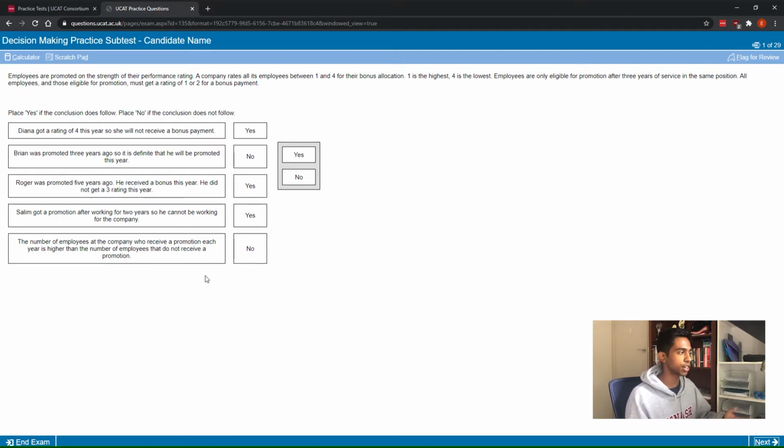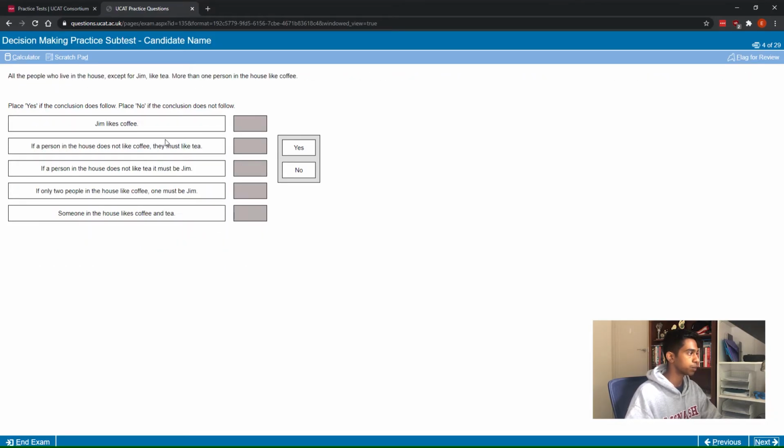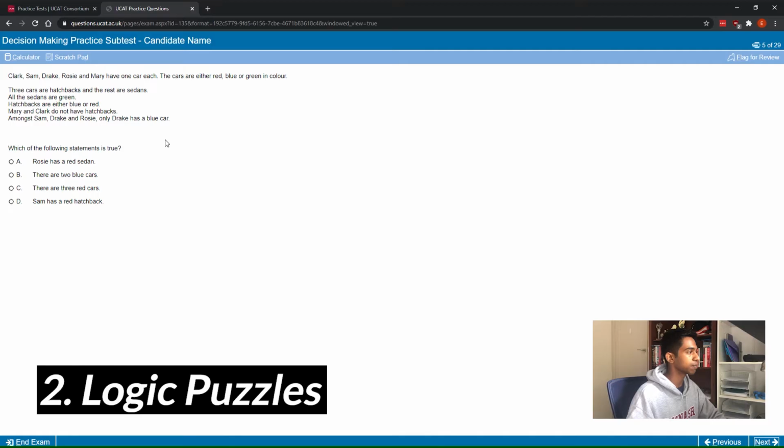So that's how, in general, I'd approach these syllogism questions. It's important to just be reading the stimulus very carefully and making sure you don't make any assumptions when trying to do this question type. So now we'll move on to the second question type, which will be these logic puzzles.